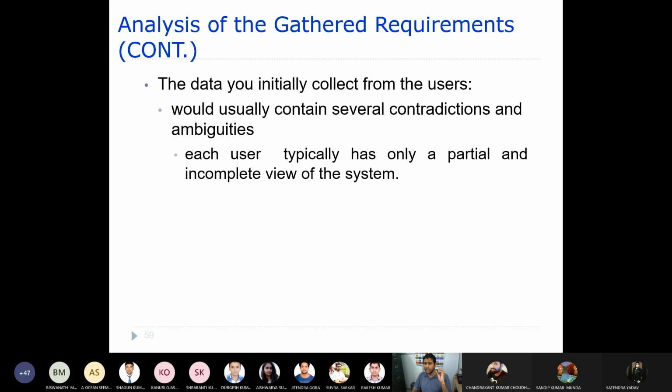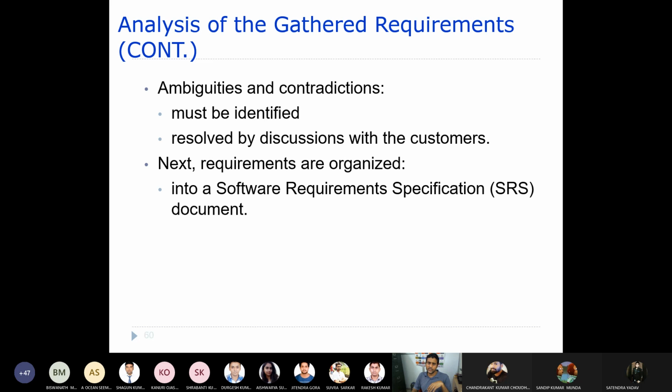So that is the reason why there will definitely be some contradictions and ambiguities. After gathering all of these requirements, the analyst should identify those contradictions or ambiguities, and then they should be resolved. Okay, so they must be identified and then they must be resolved. And finally, what we get is an SRS document, where the requirements are well organized and specified.